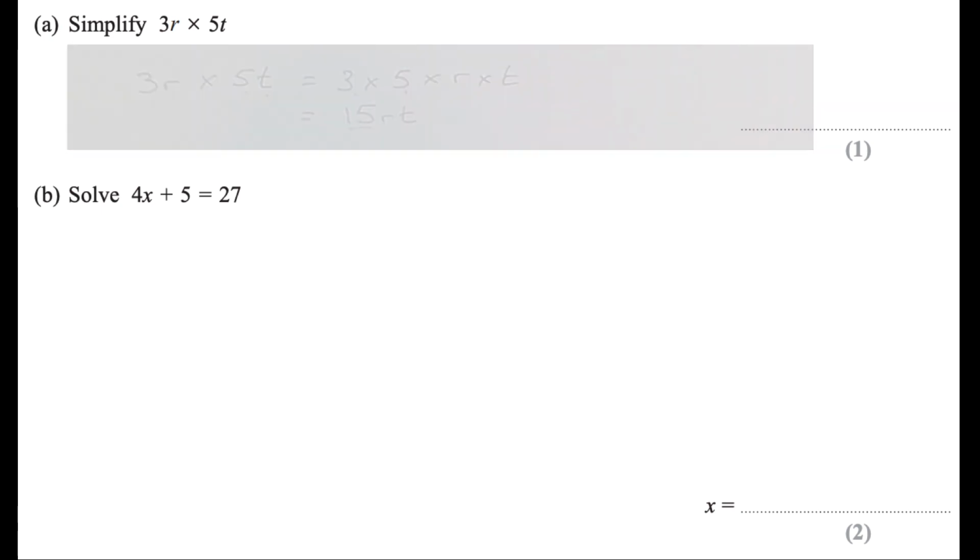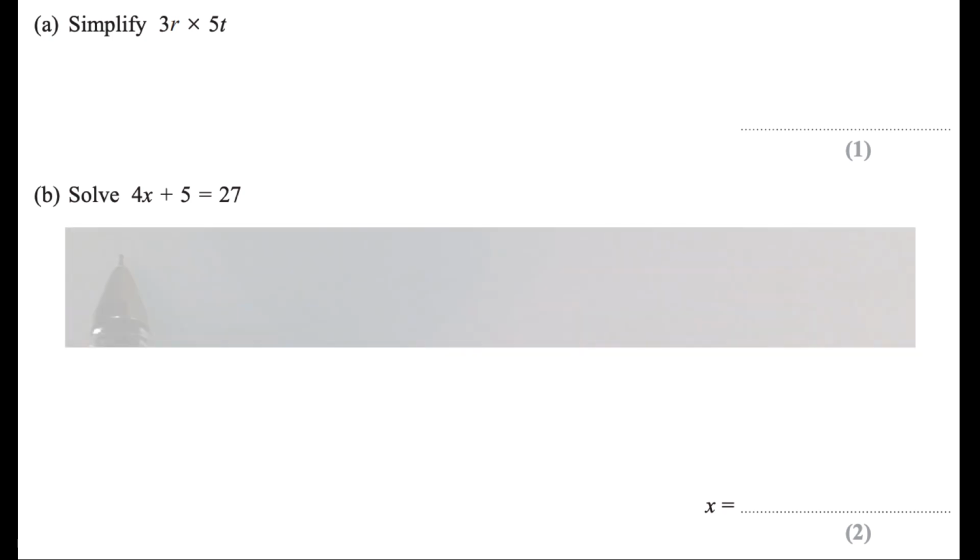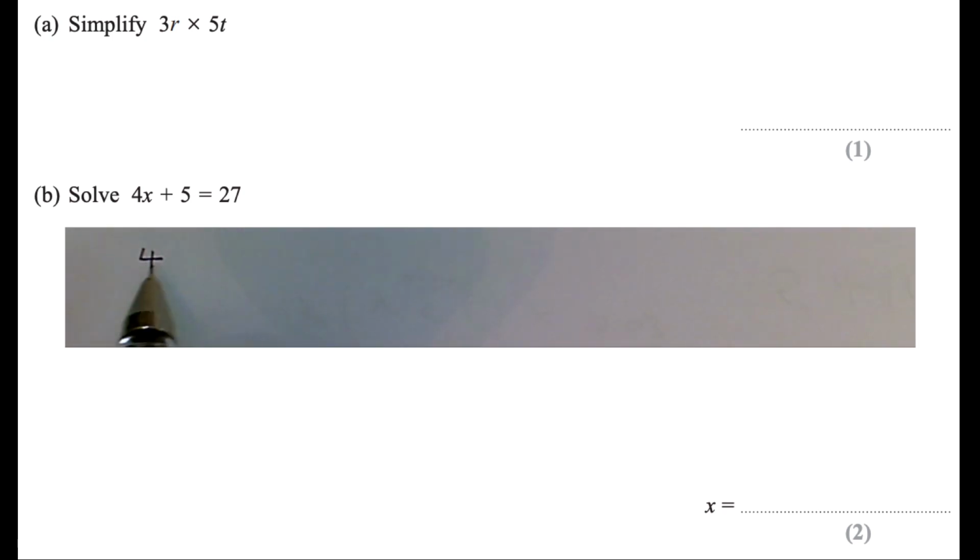Okay. Second one, a bit more tricky, isn't it? Remember, we've got this equal sign. So whatever we do to one side of the equation, we want to do to the other side, and we'll get x by itself. What does x equal? So I'm going to write down the question, and I don't want that. I want to have the x by itself. That plus 5, I'm going to get rid of.